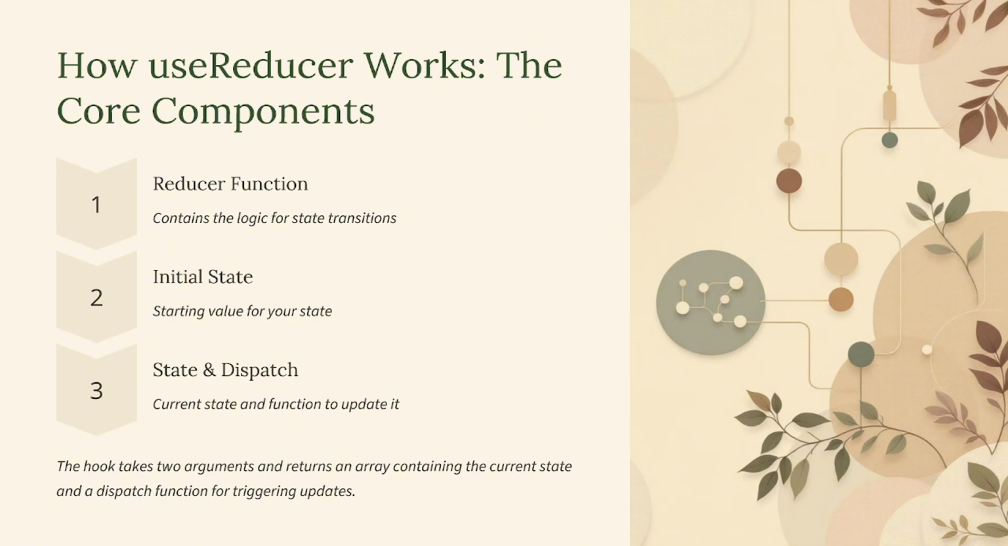Now, useReducer takes a reducer function, which contains the logic of state transitions, and then the initial state, the starting value. Means we need to provide an initial state. The third is state and dispatch: the current state and a function to update it. Now we have one new thing that is called dispatch. So we will understand dispatch also. Before that, we will understand the definition of useReducer.